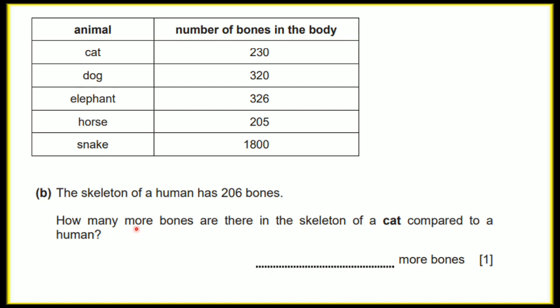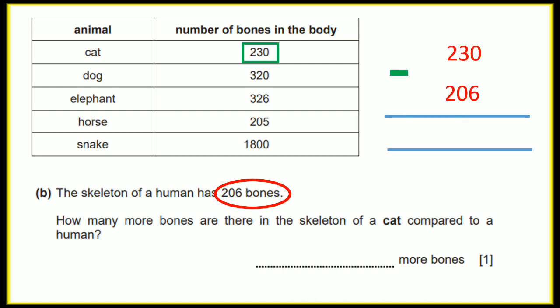How many more bones are there in the skeleton of a cat compared to that of a human? So you compare cat, this 230, and then bones, 206 for human. So you can subtract it, 24 bones.